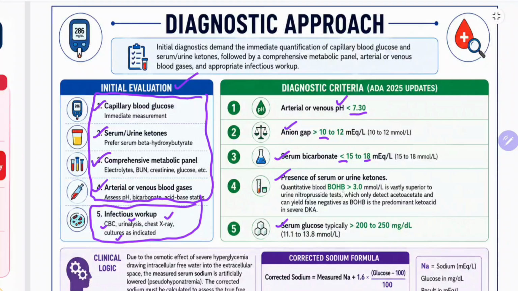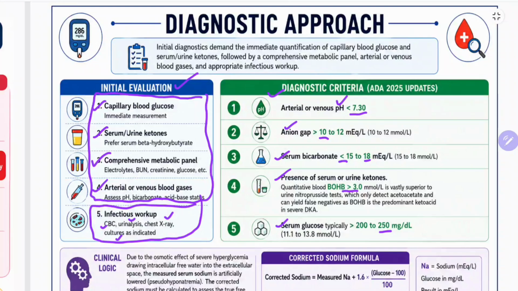Quantitative blood beta hydroxybutyrate more than 3 millimole per liter is vastly superior to urine nitroprusside, which only detects acetoacetic acid and can yield false negatives, as beta hydroxybutyrate is the predominant keto acid in severe diabetic ketoacidosis. Okay. Serum glucose more than 250 milligram per deciliter. Okay. So these are the 5 criteria.